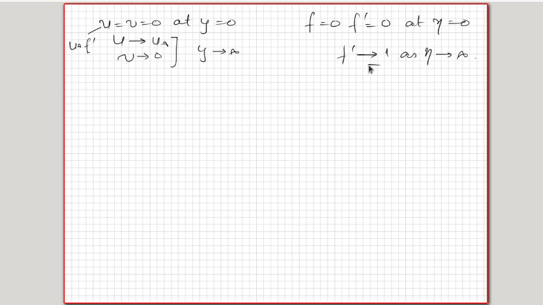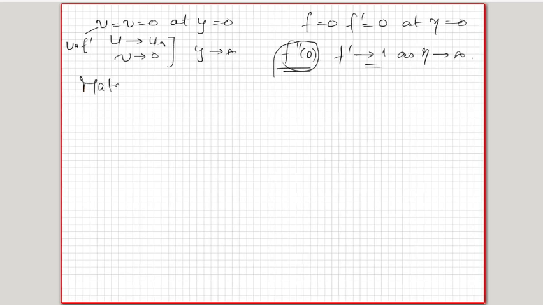Unfortunately, f double prime is not available at the y equal to 0 condition. So you'll need to guess a value of f double prime at 0, which is an unknown, and iterate until such time that f prime at infinity becomes 1. So that's how you do that. You analytically cannot solve this equation. You normally use a numerical method to solve it. So it's solved using what is called matched asymptotics.